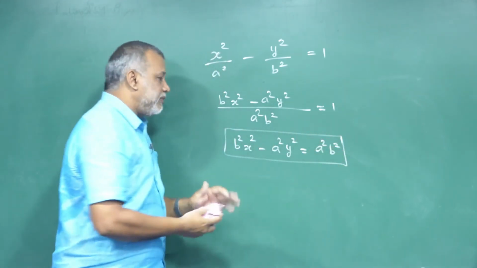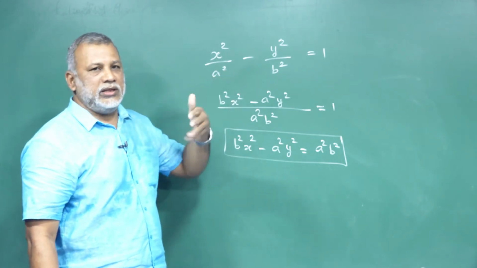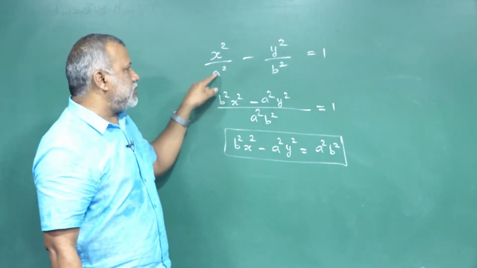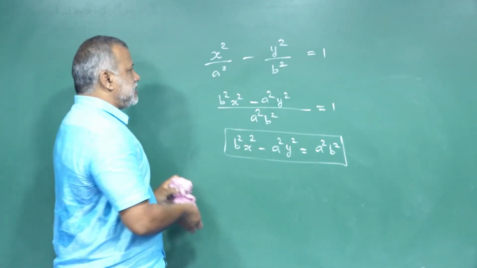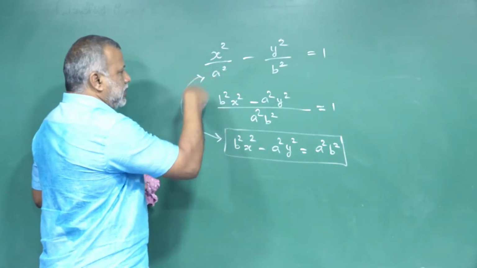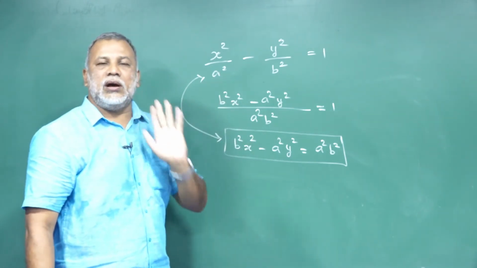In the morning, we already derived the standard equation of the hyperbola in the previous video. So x squared by a squared minus y squared by b squared equal to 1. It can be modified like this. So we can take both as the same equation. This equation represents the equation of the hyperbola.